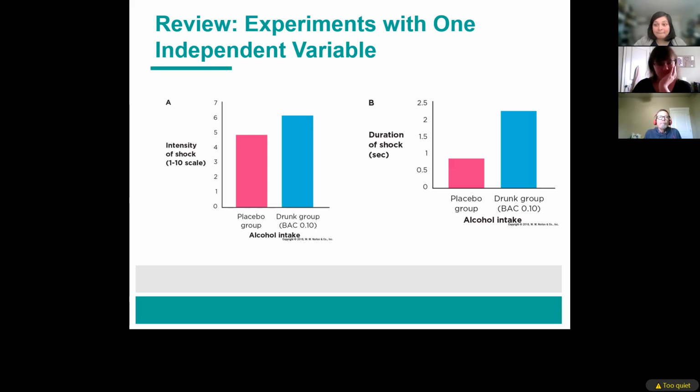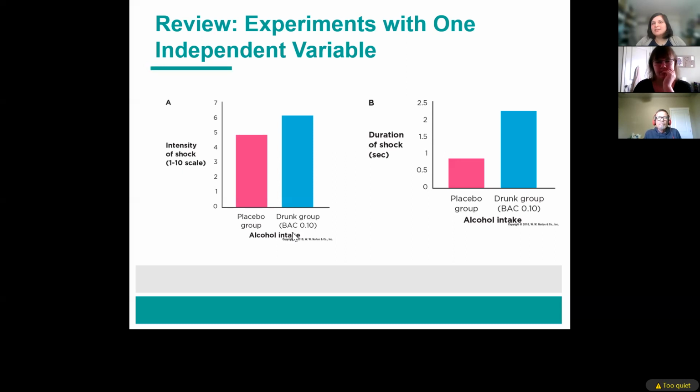A between groups design has 2 groups of subjects and they each see a different level of the independent variable, and a within groups design is just one group that sees all levels. Perfect. Yeah, so the second study I talked about, the cell phone, they either talked on the phone or they didn't for 2 different segments of driving. And in this study, between subjects design, they were either in the placebo or the drunk group. They were looking at the intensity of the shock and the duration of shock.